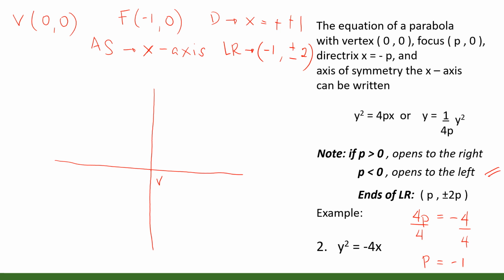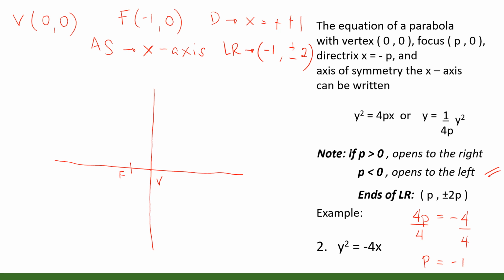And then, focus is at negative 1, 0. Ang focus natin is at negative 1, 0. So, from the origin, kakaliwa tayo ng isa. So, this will serve as our focus, yung point na naandito.